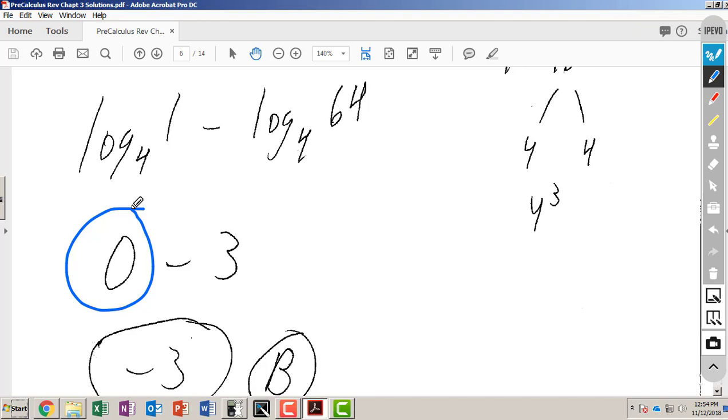So 4 to what power is 64? That answer is 3. So now I have 0 minus 3, so that answer is going to be negative 3.